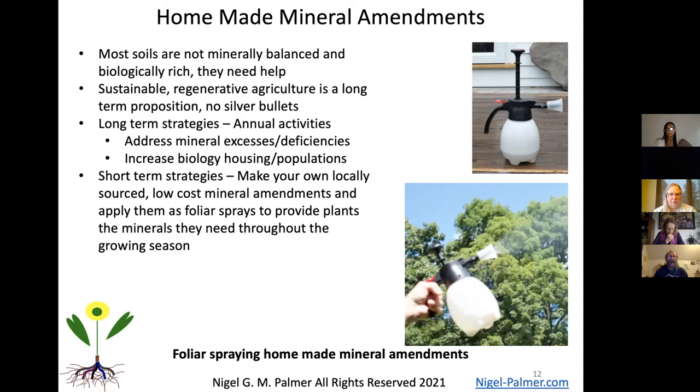And one of the most important short-term strategies is the use of foliar spray, and the idea that we can actually spray something onto the plant leaf and make a difference. The reason this works is because the plant actually has two different pathways of plant sap. There's the xylem pathway, where plant sap flows from the roots up into the plant and then out through the leaves in respiration.